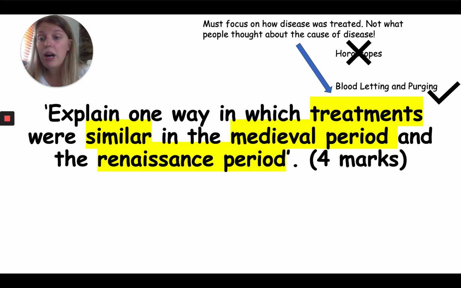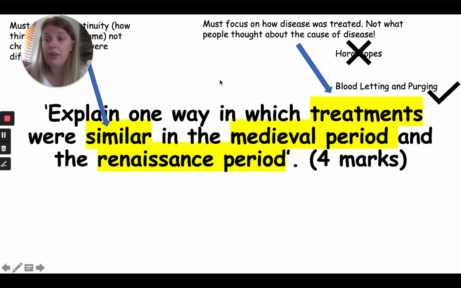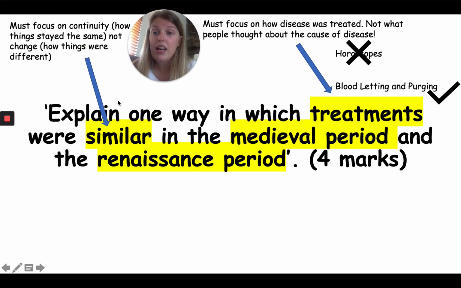The next keyword is similar. So I need to move my little head bubble now. I'll move myself here. For this, you must focus on continuity, how things stayed the same, how things were similar, not change, how things were different. It's asking you how it was similar, not different. This is a continuity question, not a change question. So you need to pick out a similarity. For example, bloodletting and purging.